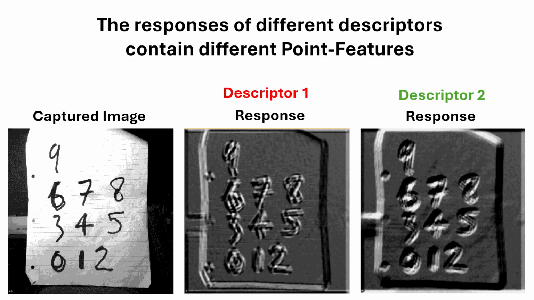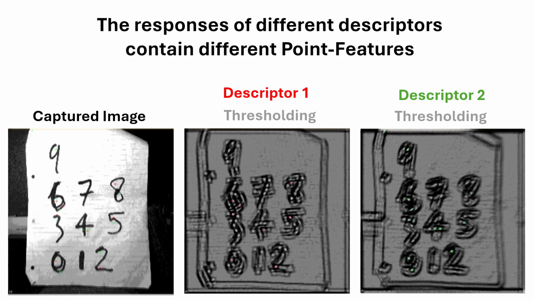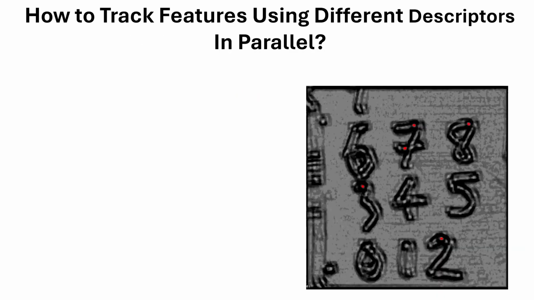In the previous examples, we've just used one descriptor, but of course, different descriptors will produce different responses highlighting different image structures. And if we perform blob detection upon these responses, and then perform thresholding, we can see there are a different set of point features existing within the responses of these different descriptors. And of course, we don't want to just detect and track features from a single descriptor. We want to track features of many different descriptors all in parallel. So how can this be done?